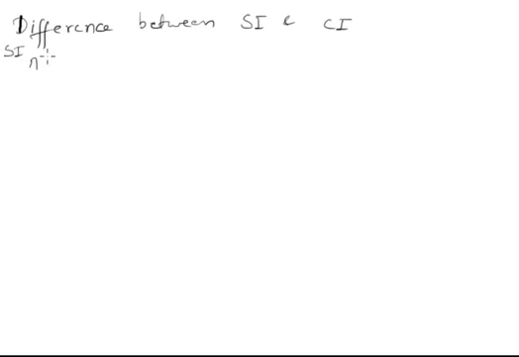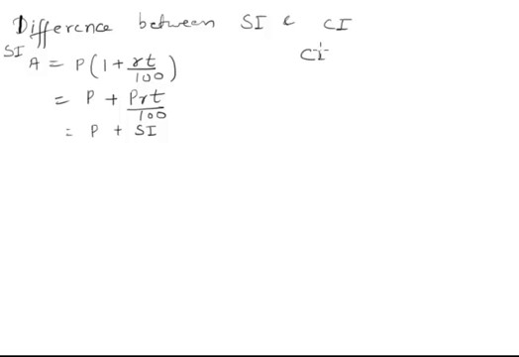For simple interest, the amount is given by the formula P times (1 plus RT over 100). Actually, this is nothing but the addition of principal and PRT over 100. This is principal plus simple interest. So the amount is given by the formula P times (1 plus RT over 100).